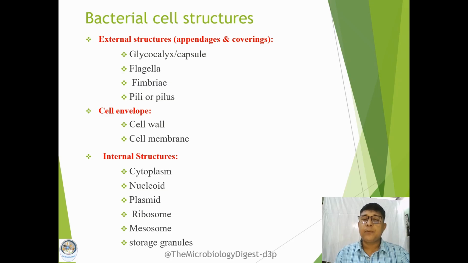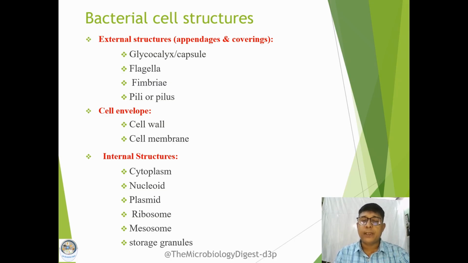The next part is the cell envelope. Under the cell envelope, we have two different layers. One is the cell wall, the second one is the cell membrane, which in some cases is also called the cytoplasmic membrane. The next part is the internal structures. The internal structures include the cytoplasm, nucleoid, plasmid, ribosomes, mesosomes, and the storage granules.